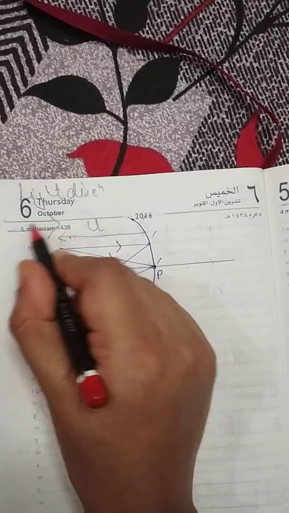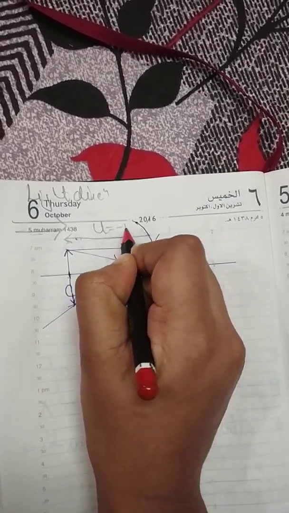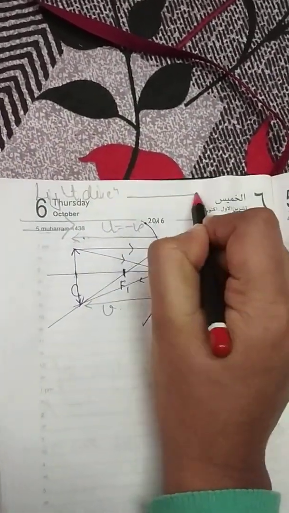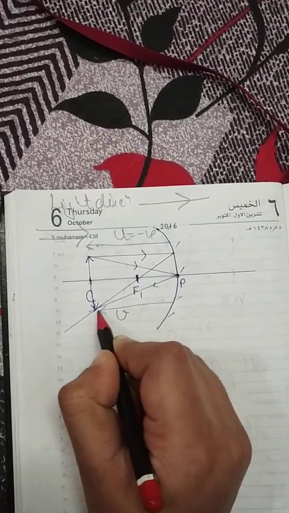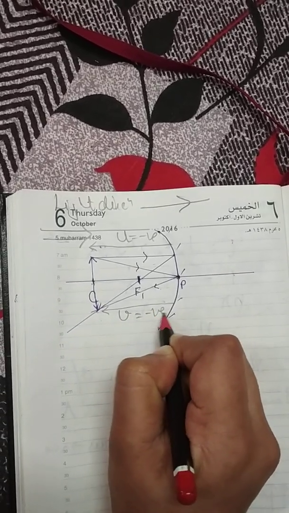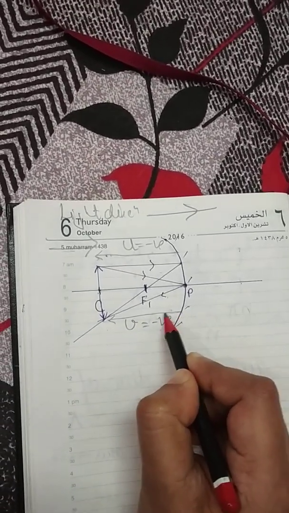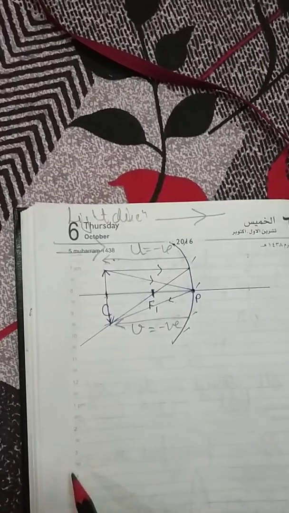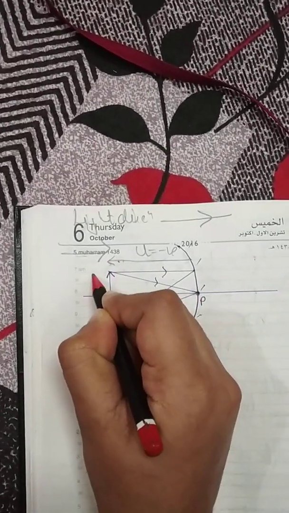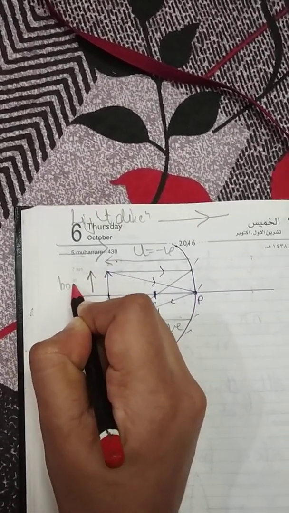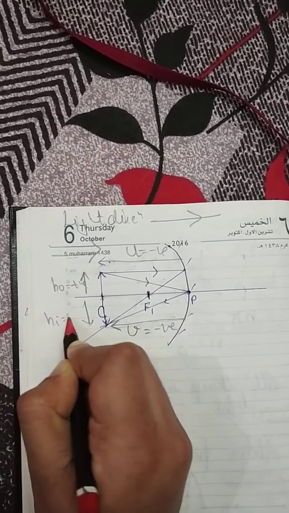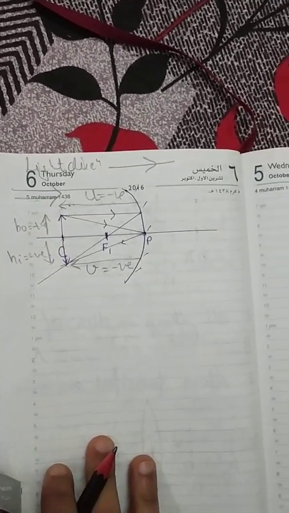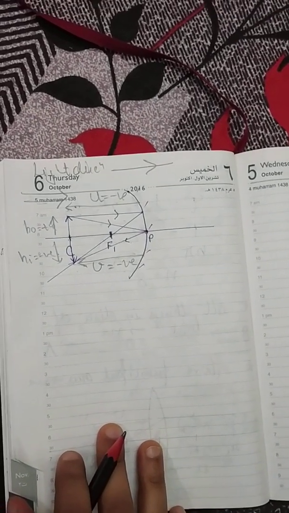Look, u is against the direction of light, so negative, because light is coming in this direction. Light direction is like this. And what about my image? Look, my image is also negative because the arrow is against the direction of the light. Correct. What about the height of an object? Of course, the height of the object is positive because above the principal axis is positive and below is negative. Okay, so these are my sign convention rules.